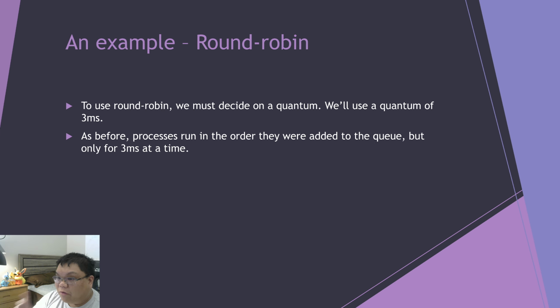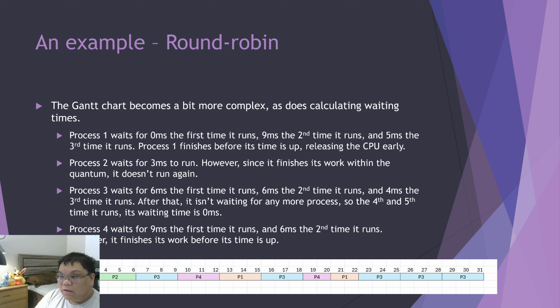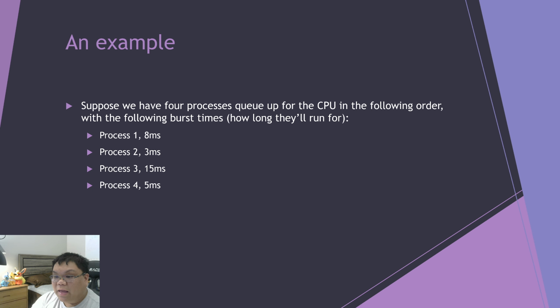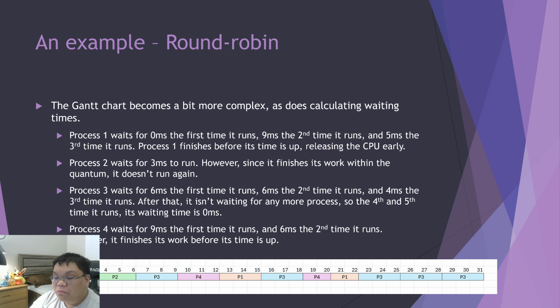It gets a little tricky with round robin. Let's say for this example, we are going to run processes for 3 milliseconds at a time. Once again, we have our queue with processes 1, 2, 3, and 4 in that order. So process 1 runs first. So it gets a little bit interesting. Process 1, if we recall, runs for 8 milliseconds, process 2 for 3 milliseconds, process 3 15 milliseconds, and process 4 5 milliseconds. So process 1 runs for 3 milliseconds at a time.